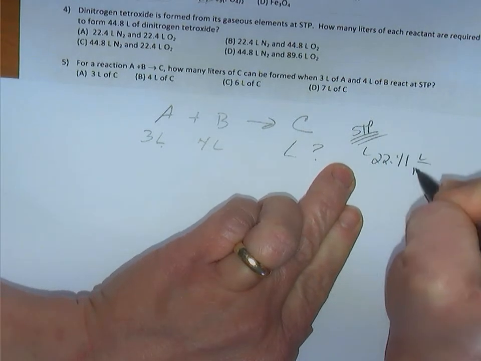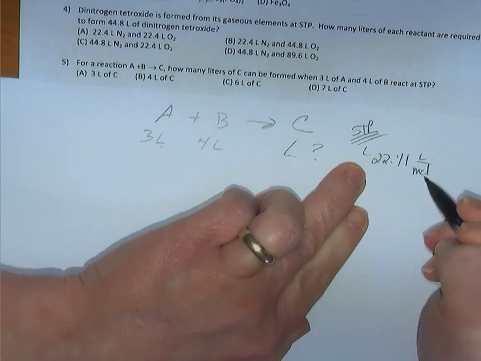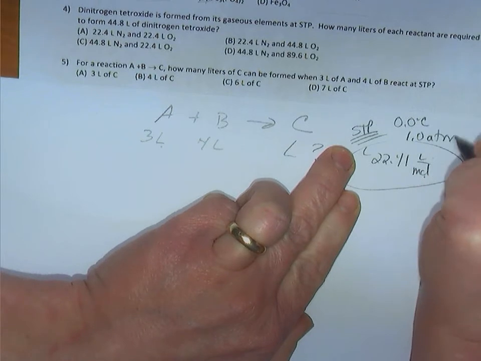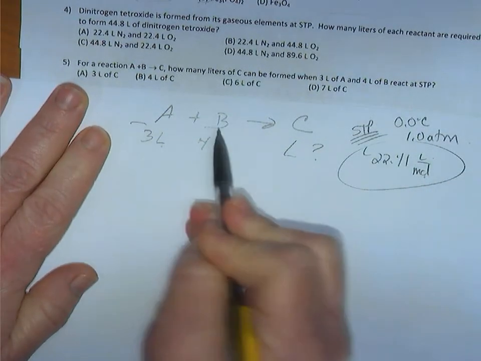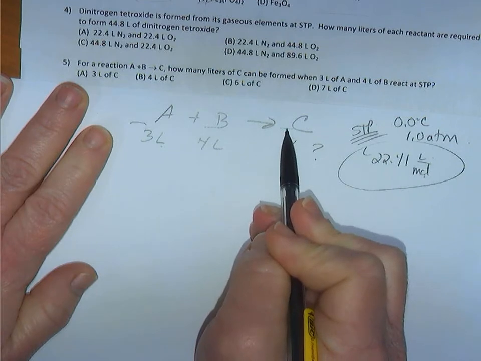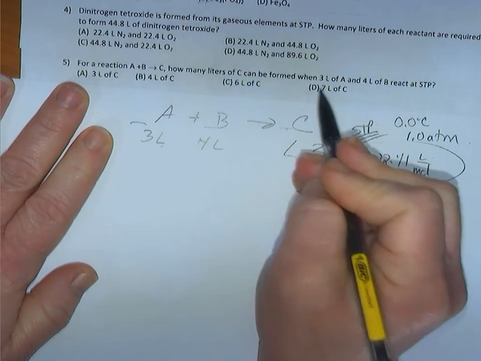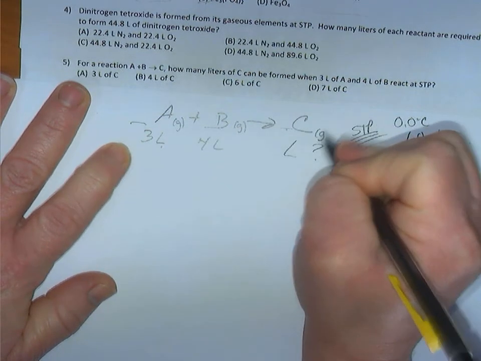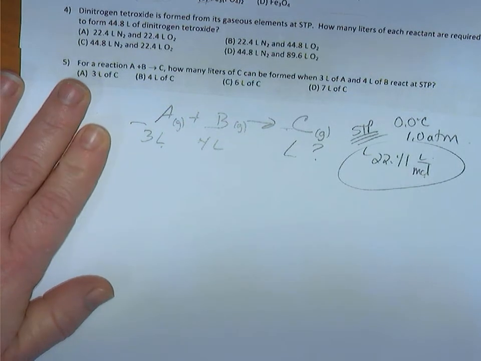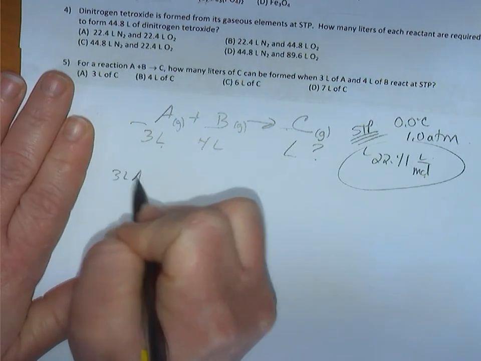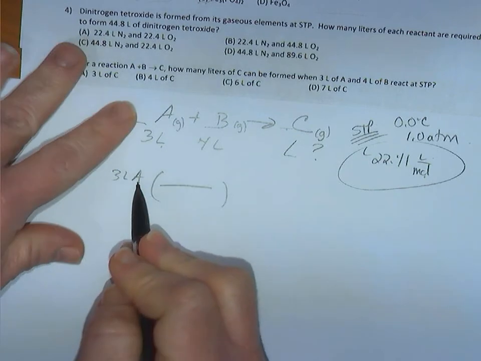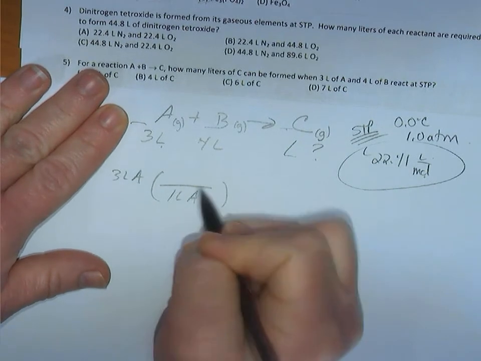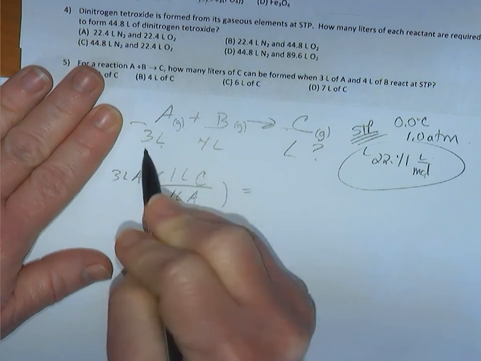22.414 liters per mole. That is the volume of any 1 mole of gas at 0 degrees Celsius and 1 atmosphere pressure. Whenever these are gases, and I would make that assumption because I'm given these amounts in liters, coefficients can be written not only as mole ratio, but volume ratio. Remember that. For every 3 liters of A, and since I'm in liters, I can interpret this by Gay-Lussac's law of combining volumes, 1 liter of A for every 1 liter of C, so 3 liters of A will give me 3 liters of C.